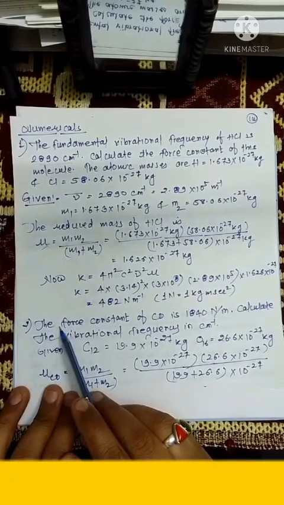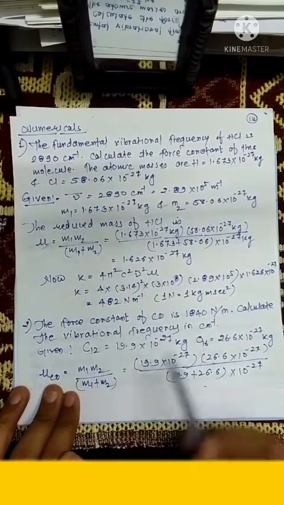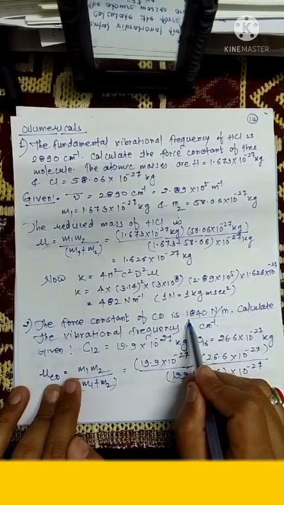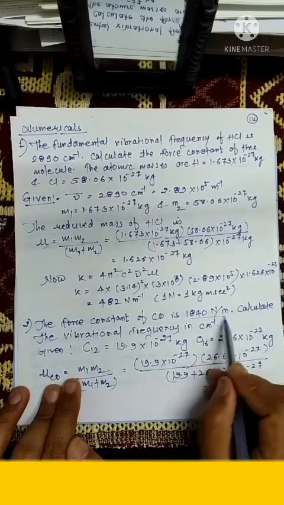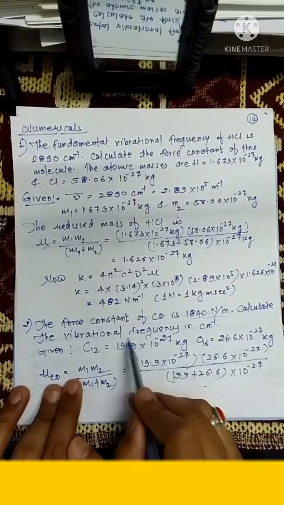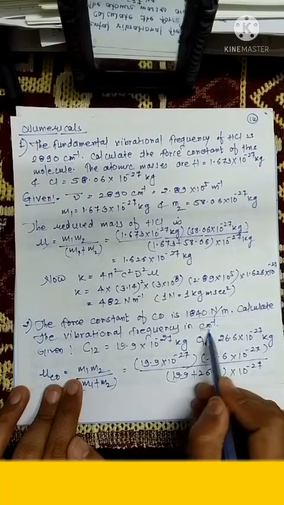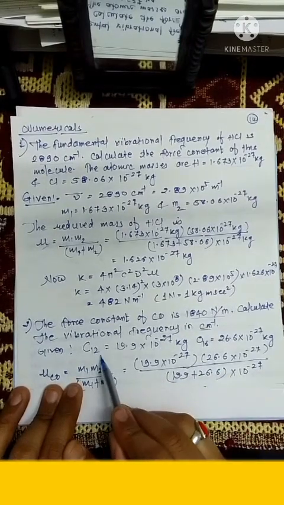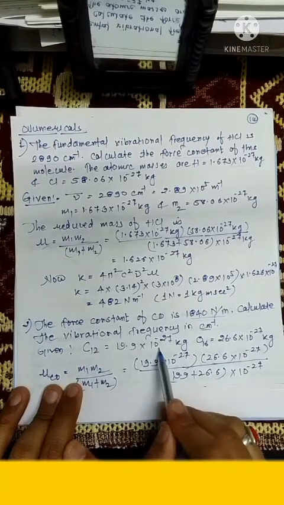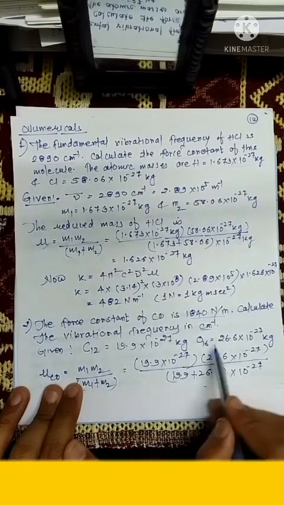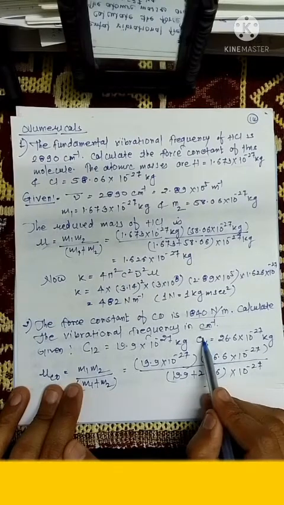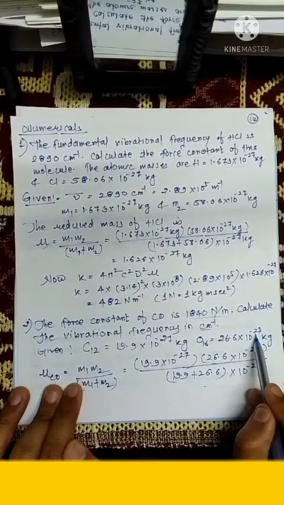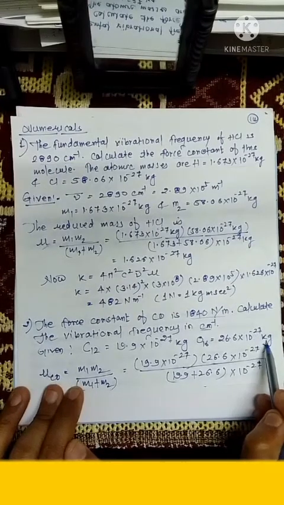Now we are going to solve the second numerical. The force constant of CO is given, that is 1840 Newton per meter. We have to calculate vibrational frequency in centimeter inverse. Atomic mass of C12 is given, that is 19.9 into 10 raised to the power minus 27 kg. Atomic mass of oxygen is also given, that is 22.6 into 10 raised to the power minus 27 kg.